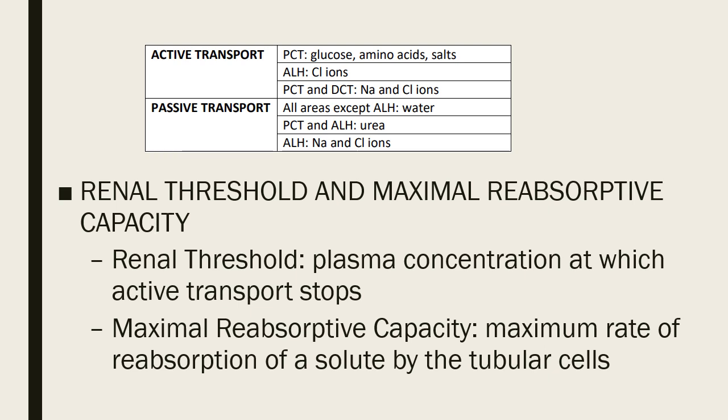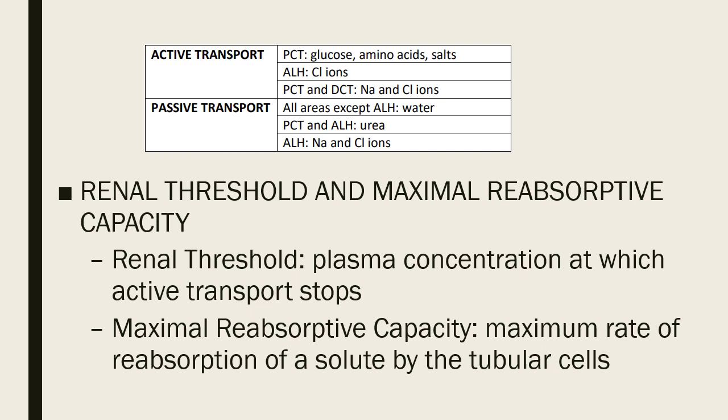The maximal reabsorptive capacity refers to the maximum rate of reabsorption of a solute by the tubular cells. It is the maximum rate at which the renal tubules can reabsorb a substance from the glomerular filtrate back into the bloodstream per unit of time. This capacity is limited by the number of transport carriers or channels available in the renal tubules for a specific substance.